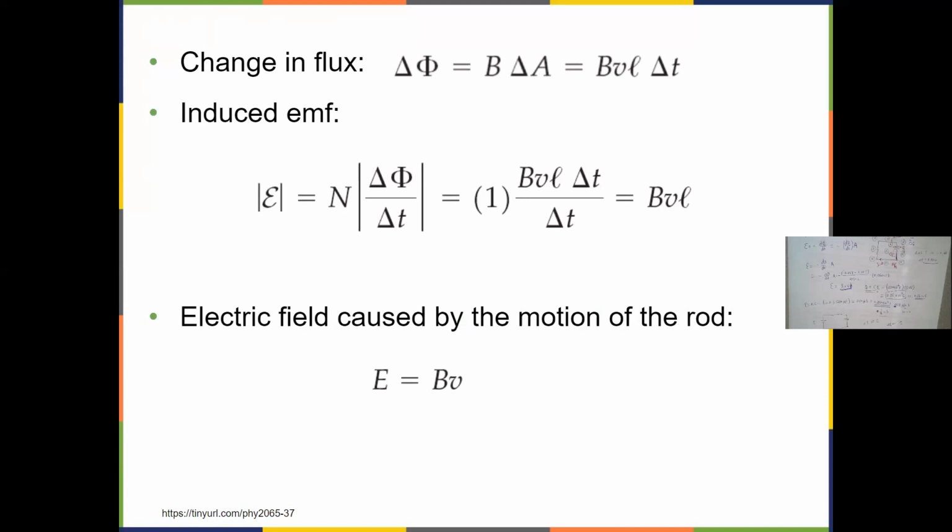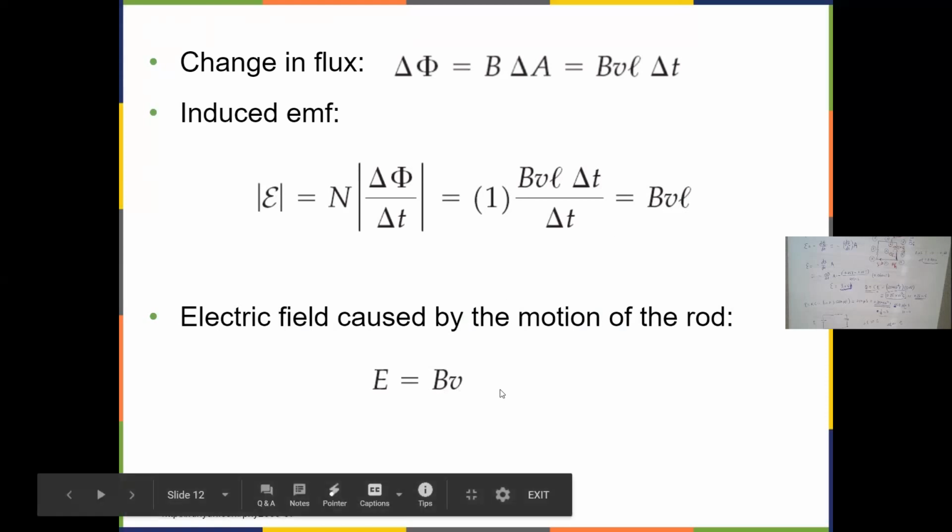Now, because inside the rod you have induced EMF, you can imagine if you have a potential difference across the two ends of the rod, then there will be an electric field inside the rod, right? So the electric field will be equal to the potential divided by L, the length of the rod. So epsilon divided by L, which is BVL divided by L. So L will go away. So the electric field is equal to B times V, okay?